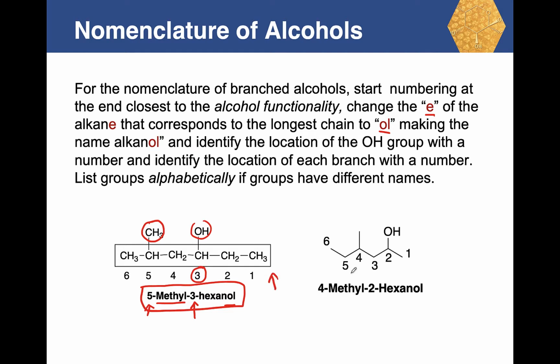Here's another example. Start numbering at this end and not at this end because of the OH being closer to this end. The methyl group, there's a branch. This is a methyl group. Remember, this is the line angle, so each line represents a carbon which has 4 bonds to it. So this is a 2-hexanol and 4-methyl. Here's the methyl right here. So that is the IUPAC name of that molecule.